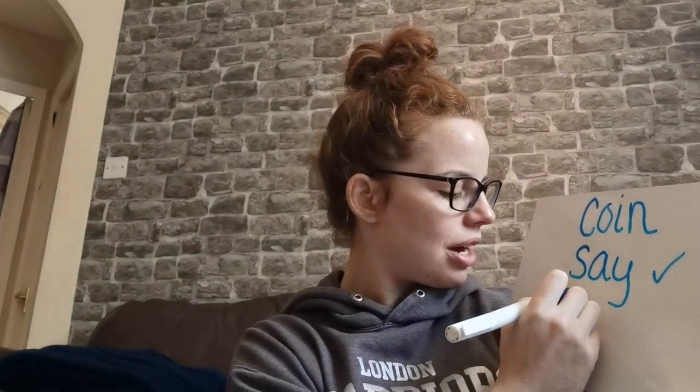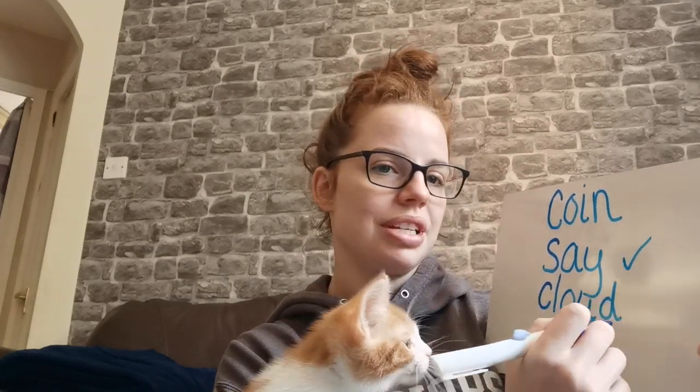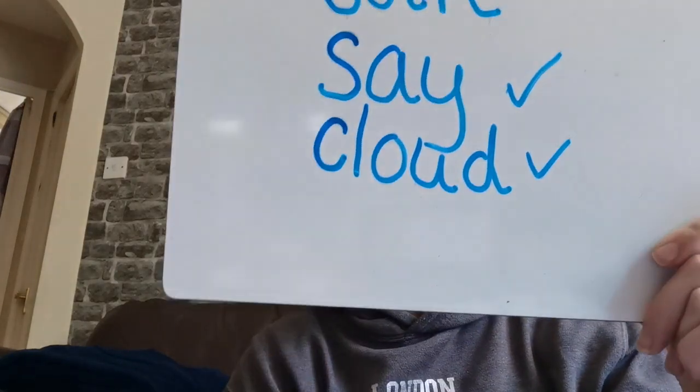All right, we have cloud. K, l, ow, d. So when we write it, we have our k, which is our curly k. L, k, l, ow, d. Cloud. Right? If you got that right, give yourself a nice big tick. If you got it wrong, please correct it.